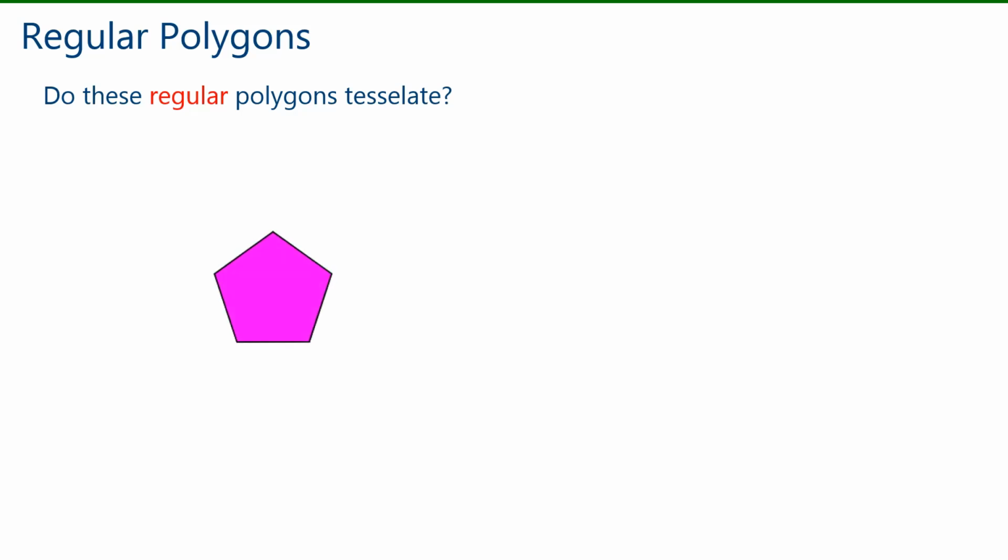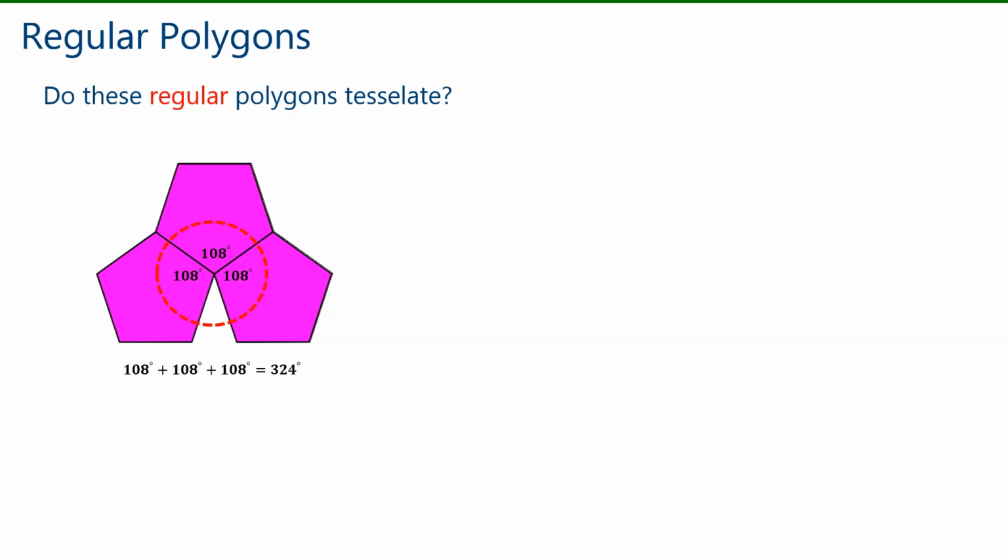Let's look at 2 more polygons. So do these regular polygons tessellate? First, we'll look at a pentagon. We can draw another pentagon here and one here, but in this example we can see that we have a small gap. Now the interior angles of a pentagon are 108 degrees. If we look where the vertices meet, we have 108, 108, and 108. We can see that they add up to 324 degrees, not 360.